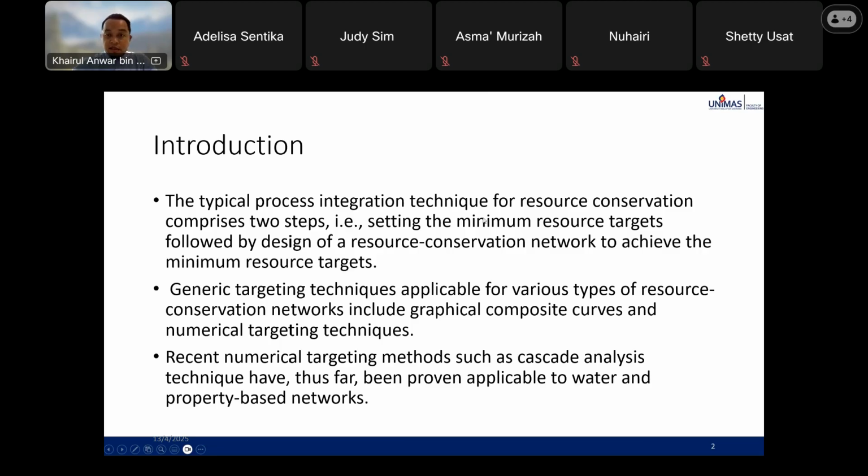So the typical process integration technique for resource conservation comprises two steps. Setting the minimum resource target, followed by resource allocation after resource conservation to keep the minimum resource target. Generic targeting techniques applicable for various types of resource conservation include graphical composite curve and numerical targeting techniques. Recent numerical targeting methods such as cascade analysis technique have thus far been proven for the input linkage network.